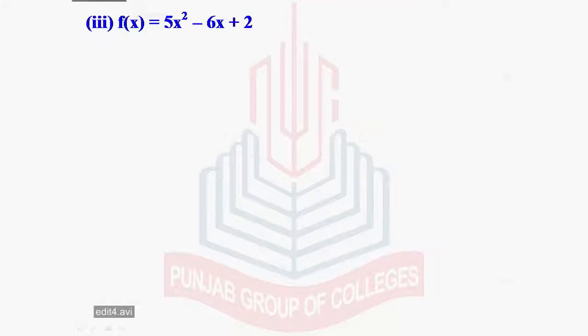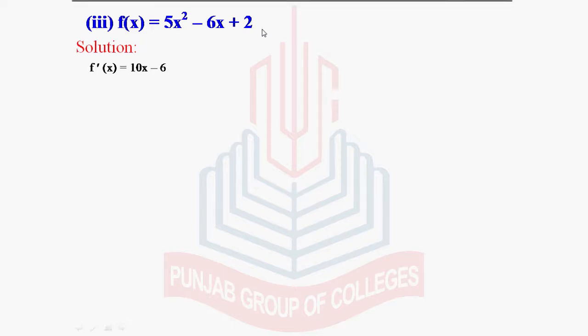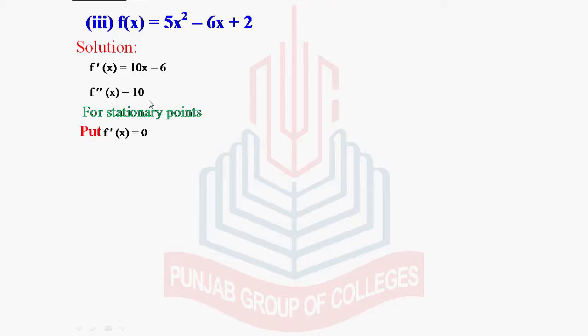Now part number 3, f of x is equal to 5x squared minus 6x plus 2. Solution: the first derivative is 10x minus 6, the second derivative is 10. For stationary points, put the first derivative equal to 0 and find the value of x, which is 6 by 10, and by simplifying that will become 3 by 5. This one is the value of x.